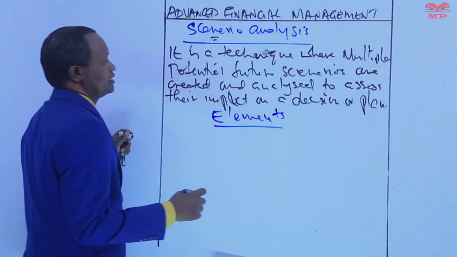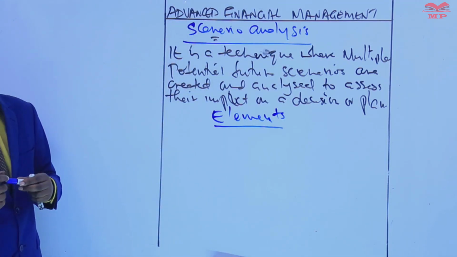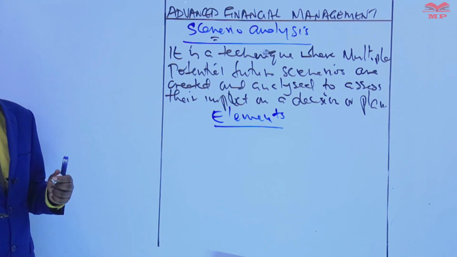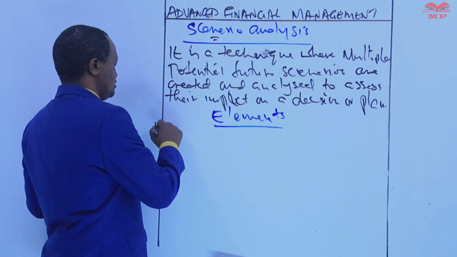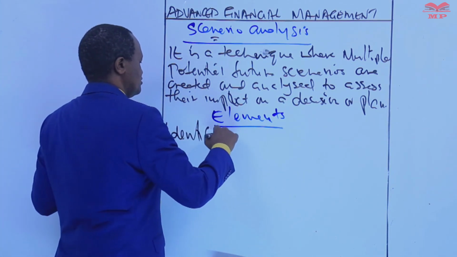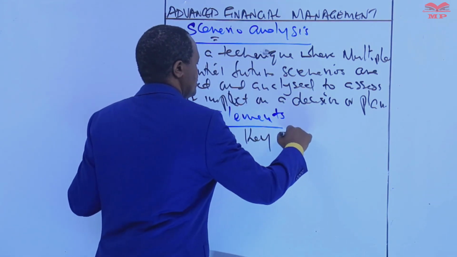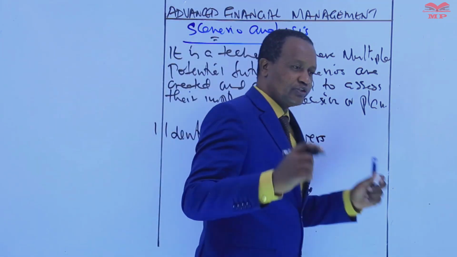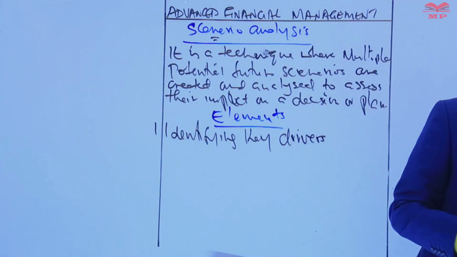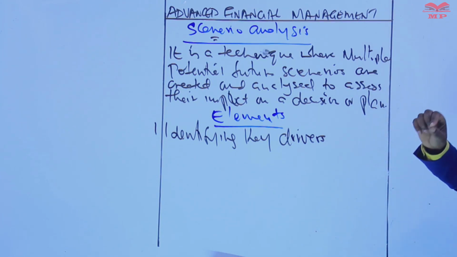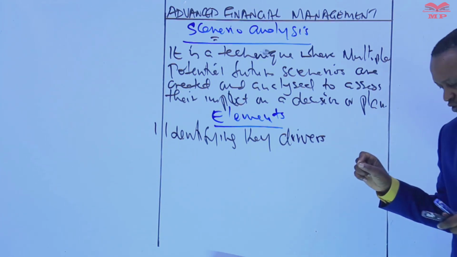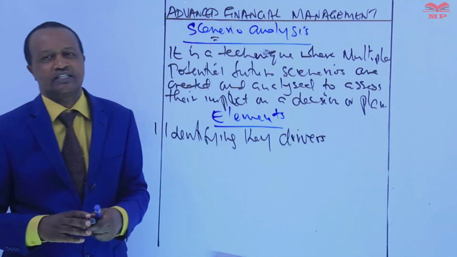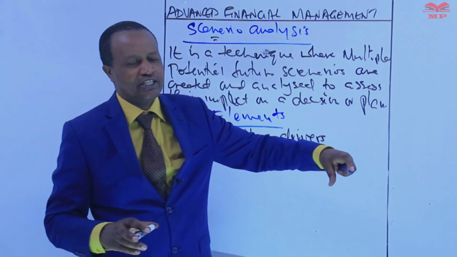What are the elements in scenario analysis? The first element is to identify what we call key drivers. Identifying key drivers, number one. What do I mean? Now, the process starts by identifying the critical variables or drivers or factors. Drivers are variables or just factors that are most likely to influence a future outcome.